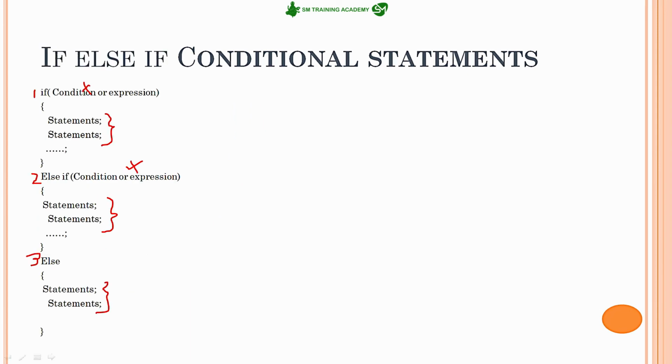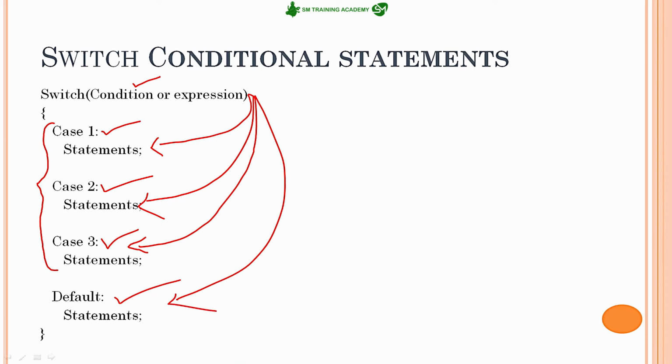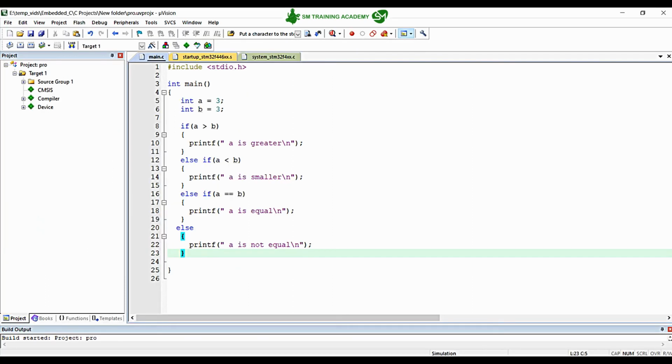But here in if else if, you can clearly see this condition will be checked and this condition will be checked, and if both of these are false, then only this will be executed. So it will consume a number of cycles for checking all those conditions, but in the switch case it will check once and directly jump to case 1, case 2, case 3, or to default, saving some number of cycles for the processor.